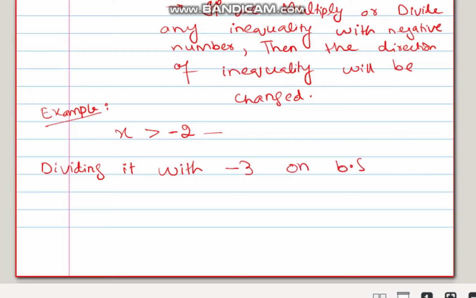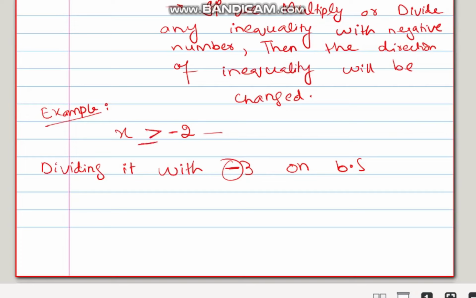Okay, now what will I do? If there is a minus 3, please note this point, it's a very important point. Again, this is a minus. So what should I do? I will change the sign, I will change the direction of this thing. How can I change the direction?